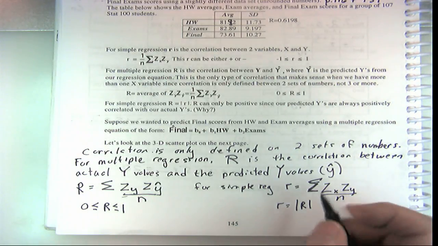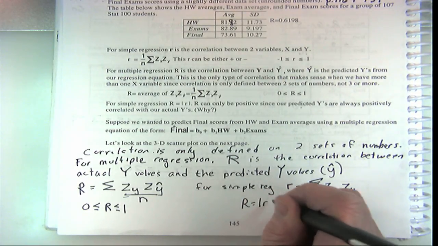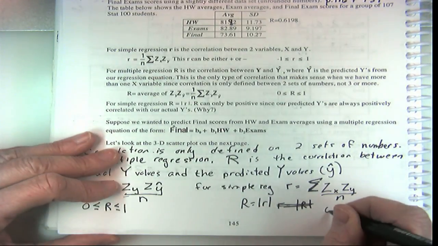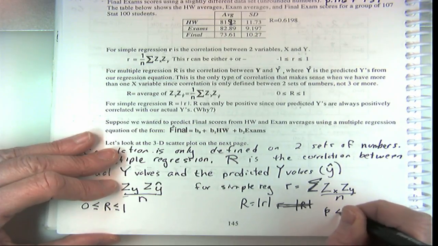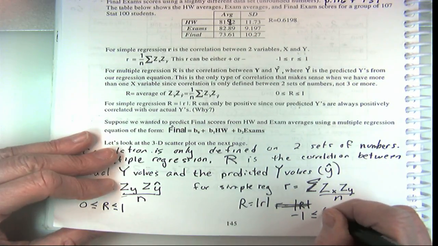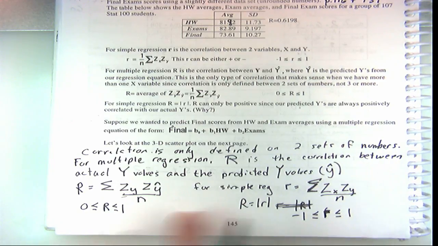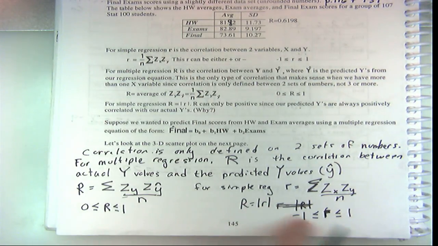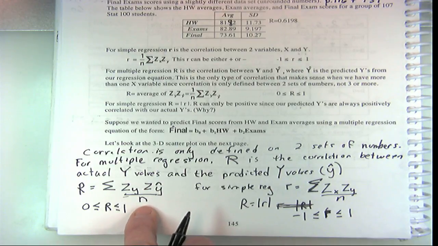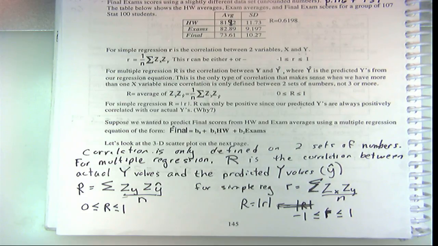Excuse me, I wrote that wrong. The big R is equal to the absolute value of the little r. The little r can range between what? Little r can be between 1 and negative 1. That's little r. But big R can only be positive. So you could do it the same exact way as this for simple regression, and you'd get the absolute value of R. Okay? Any questions on that?